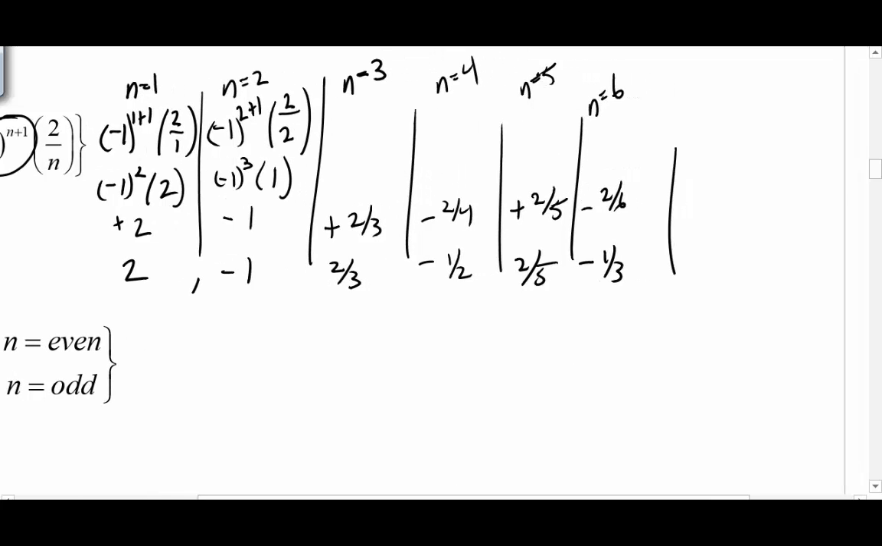Okay, and then just a quick sketch of this. I notice we got things bouncing between positives and negatives here. And let's see, I notice the biggest we get is 2, the smallest we get is negative 1, and 1, 2, 3, 4, 5, 6. Okay, so when n is 1, we were at 2. When n is 2, we're at negative 1. And then we're at 2/3. And then we're at negative 1/2. And then 2/5 and negative 1/3.